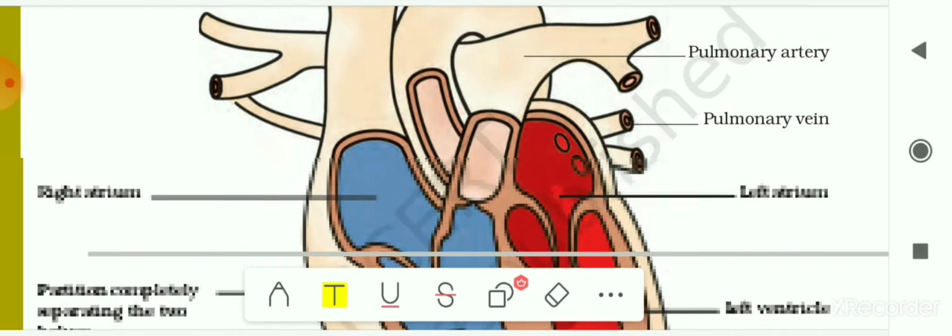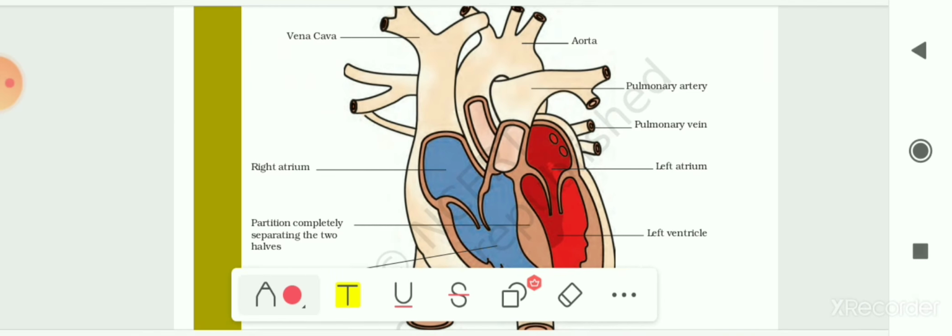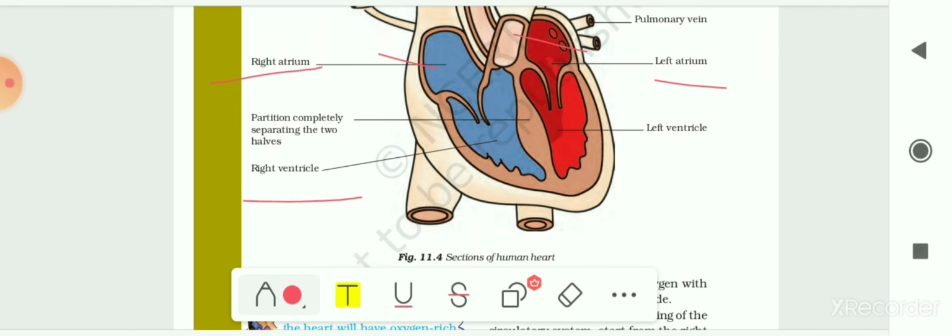Here the labelled diagram of the heart is shown to you. These 2 upper chambers are known as the atria, the right atrium and left atrium. The 2 lower chambers are known as the ventricles, the right ventricle and left ventricle. And here the partition is shown, which divides the heart into 2 different parts. This part carries the blood which is rich in oxygen, and this part carries the blood which is rich in carbon dioxide, so it is colored blue. These partitions avoid the mixing of oxygen-rich and carbon dioxide-rich blood.